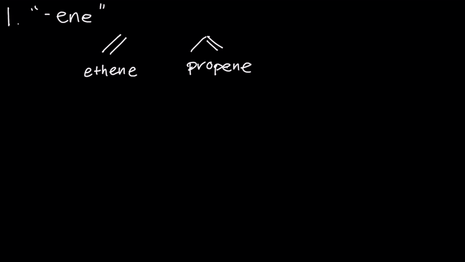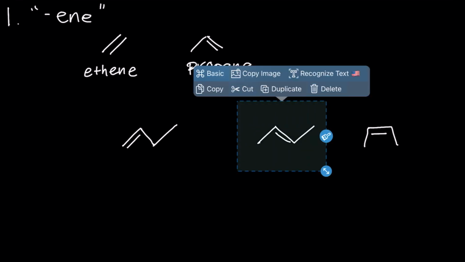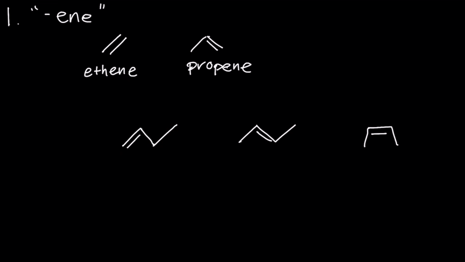But once you get to butene, you can have a butene with a double bond here, and you can have a butene with a double bond here, or you can have a butene that looks like this. These are all butene. So how do you name them to be able to differentiate between all of them?